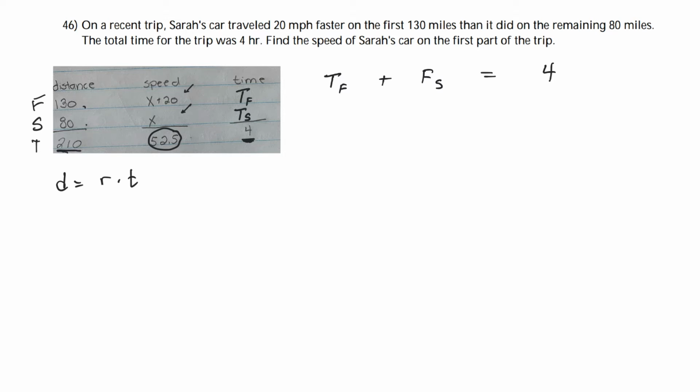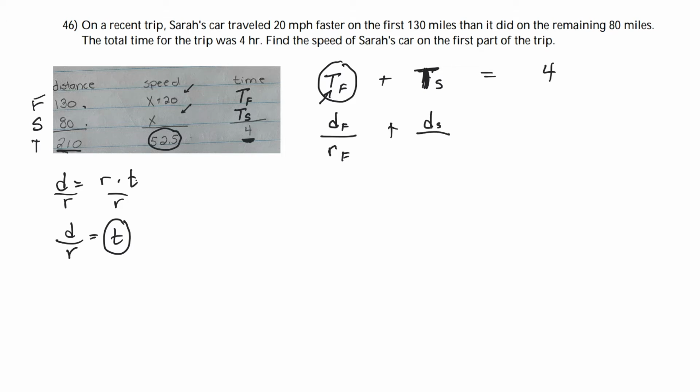That's my formula. If I manipulate that formula, divide both sides by r, I'm solving for t. I have d over r. So, here's a t, there's a t. So what I can do is say, well, the distance that you went for the first part divided by the rate, the speed that you went for that first part, that'll give me the time for the first. Same thing with the next one. The time for the second would be the distance for the second divided by the rate for the second, and the sum is equal to 4.